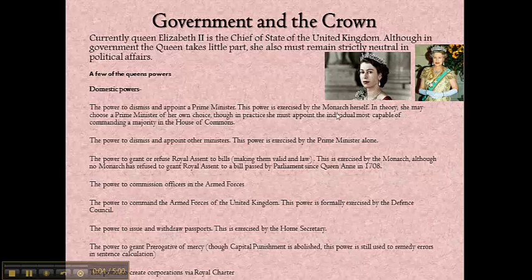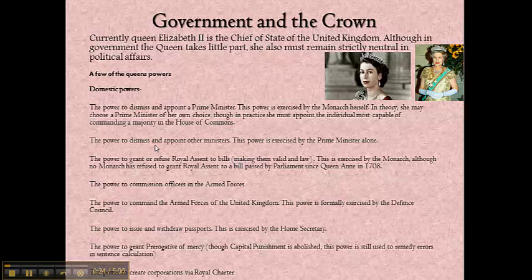Second, the power to dismiss and appoint a prime minister. This power is exercised by the monarch herself. In theory, she may choose a prime minister of her own choice, though in practice she must appoint the individual most capable of commanding a majority in the House of Commons. The power to dismiss and appoint other ministers. This power is exercised by the prime minister alone.